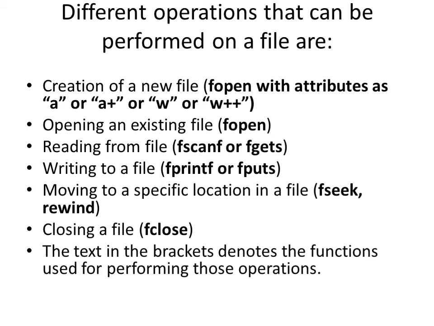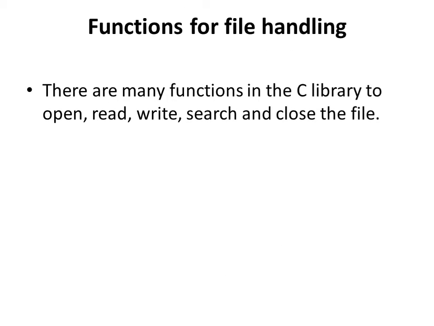Same thing here also. Manually we open a file, we do all these operations, and after our task is over we close the file. Similarly here, fclose is the function used to close a file. The text in the brackets denotes the functions used for performing those operations.